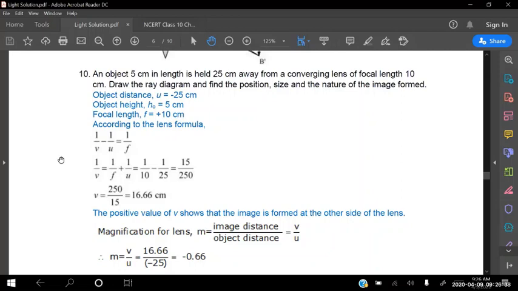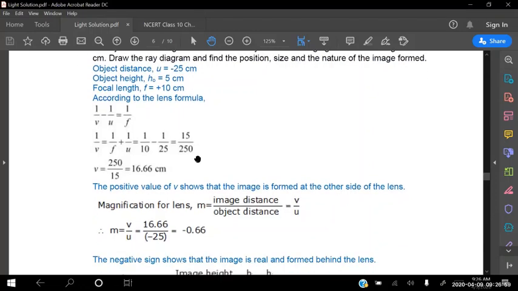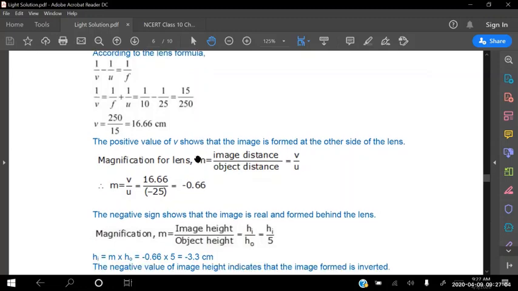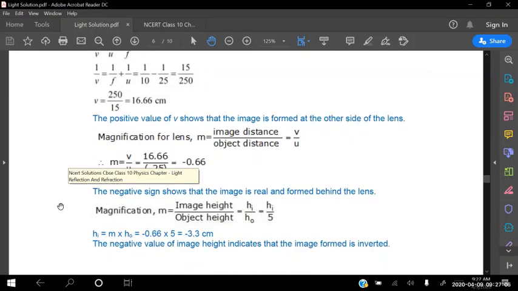So 1 upon 10 minus 1 upon 25 is equal to, you just see, 250 is the LCM, and the numerator will be 25 minus 10. So the answer will be 15. Then you will reciprocate: 250 upon 15, the answer is 16.66 centimeters. This positive value of v shows that we are getting the image on the right hand side.